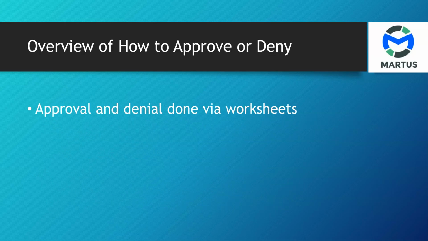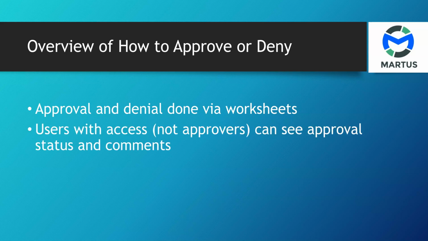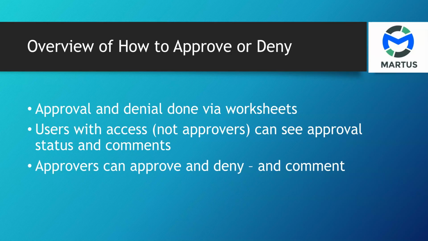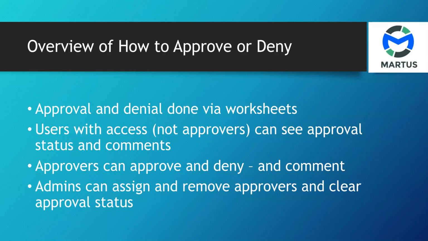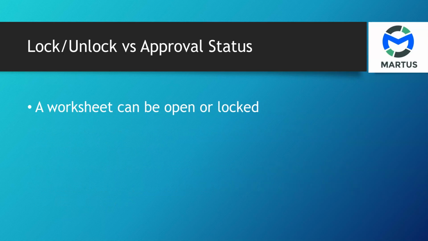The process of approval and denial occurs from within each worksheet. There's a section at the bottom that shows the current status and has a button that can be used to view approval detail, as well as to approve, deny, and comment on the worksheet. Admin users can also assign and remove approvers and clear approval status from within the worksheet.